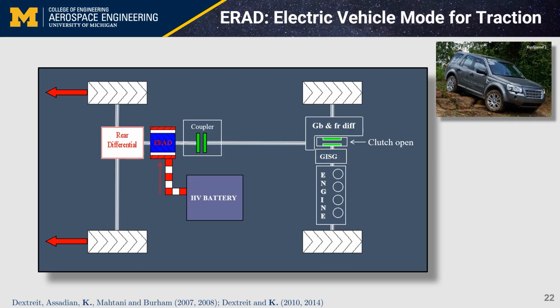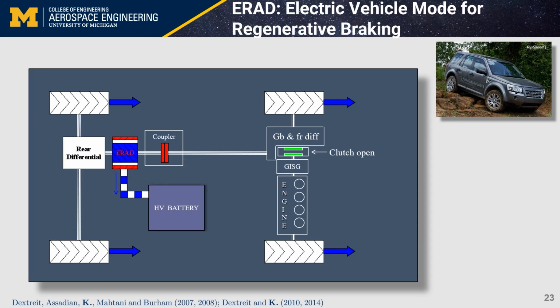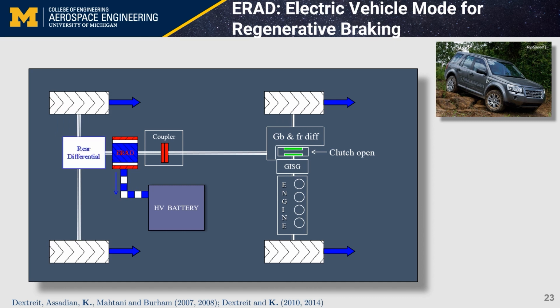Just as an illustration of some interesting modes this vehicle can run in, this is electric vehicle mode for traction. This is the front of the vehicle. The engine here is shut down, and we are using the battery, through the electric motor, through the ERAD, to create traction on the rear wheels, right? So the vehicle can move forward. Here's another possibility. Still, the engine is shut down, but if you are braking, you could use regenerative braking to charge the high voltage battery.